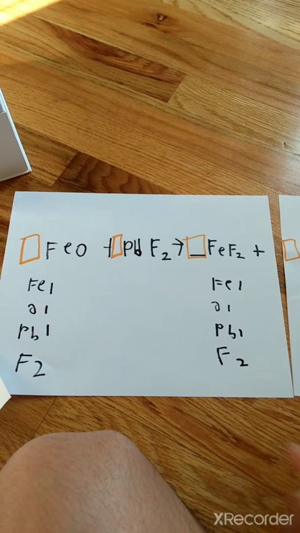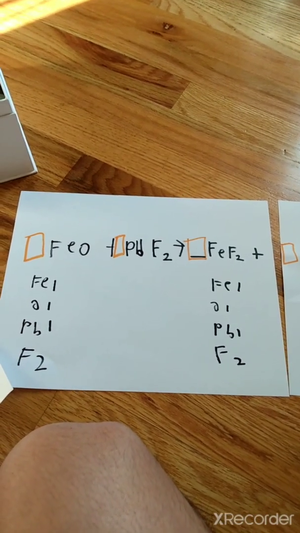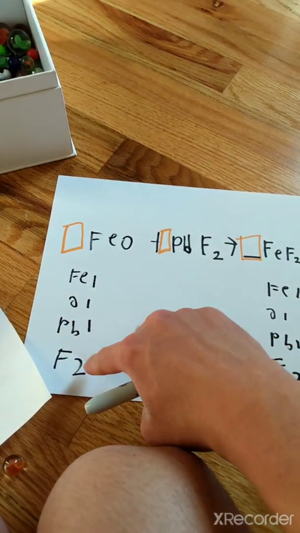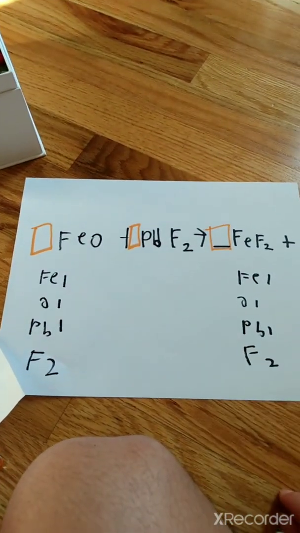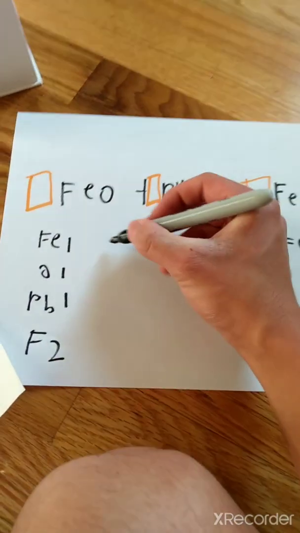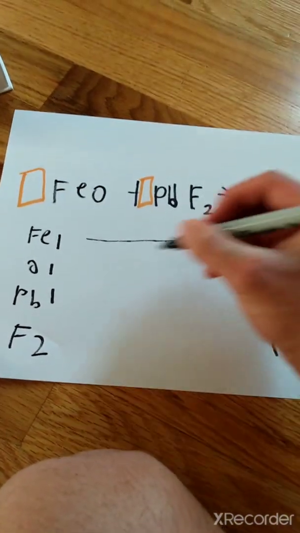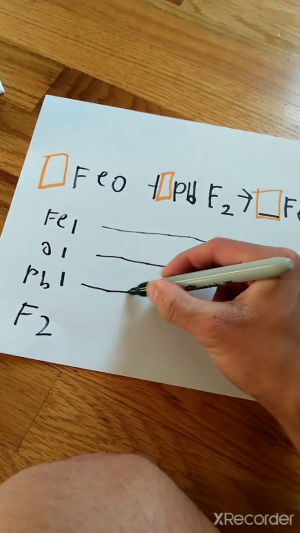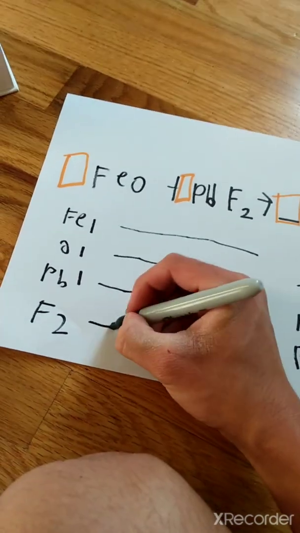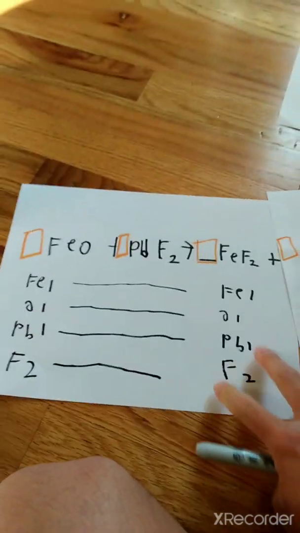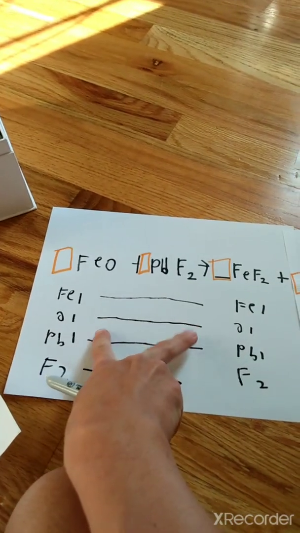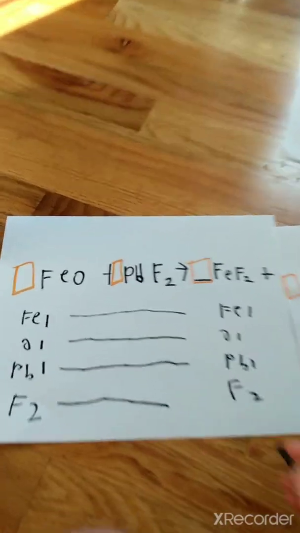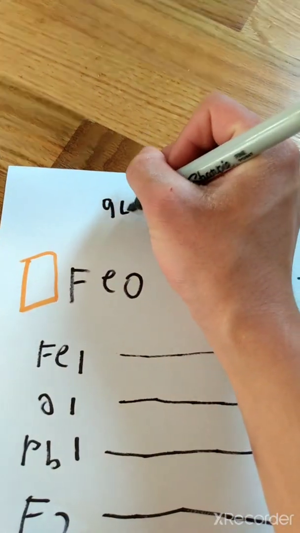But wait, there is something strange about this problem. We can tell that this side has the same number of atoms as that side. Iron goes with iron. Oxygen goes with oxygen. Lead goes with lead. And fluorine goes with fluorine. They have the same number of atoms, which makes them balanced. So, in order to do that, we would write "already balanced."